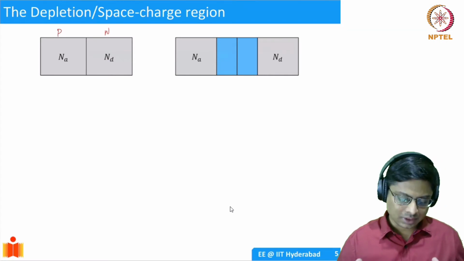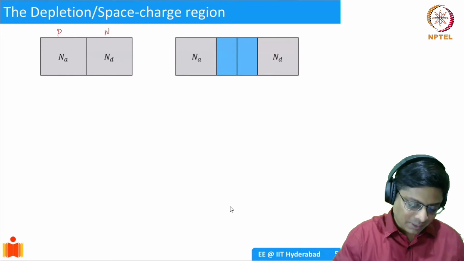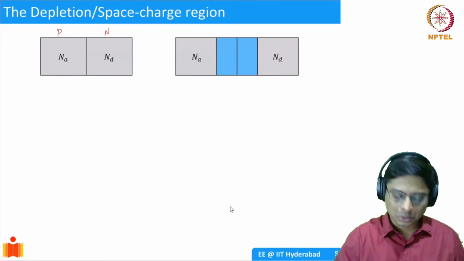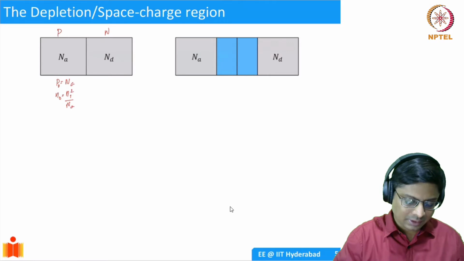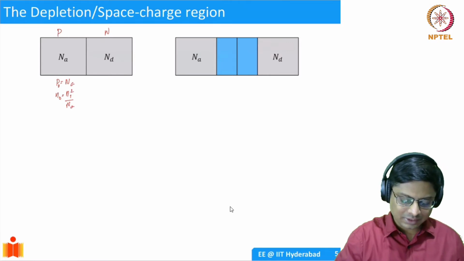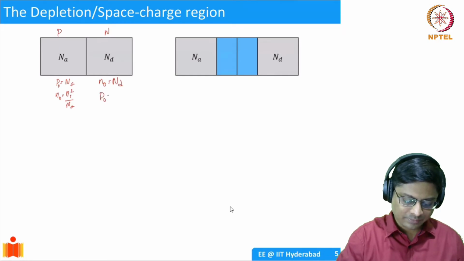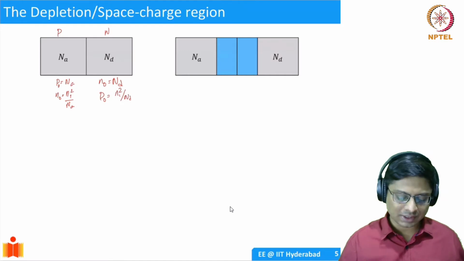Now, what happens? A P-type region has an excess of holes, so the hole density is basically Na, and the electron density in equilibrium, n0, is going to be ni squared divided by Na. Similarly, for donors, the electron density is going to be Nd, and p0 is going to be ni squared by Nd, right?